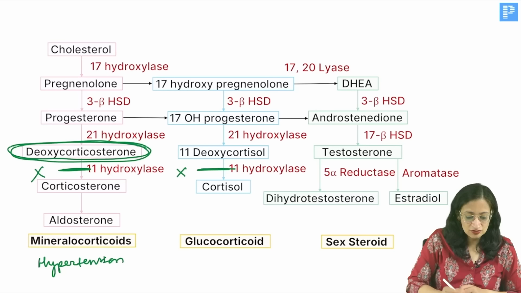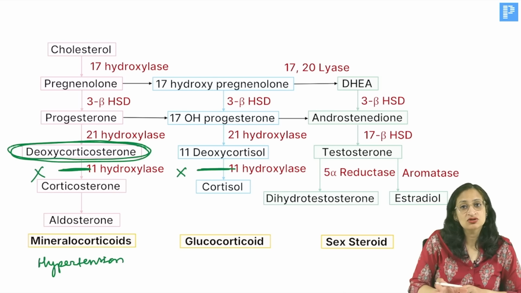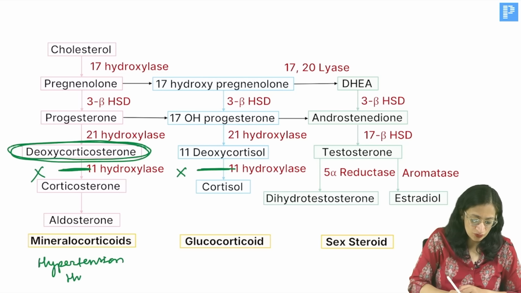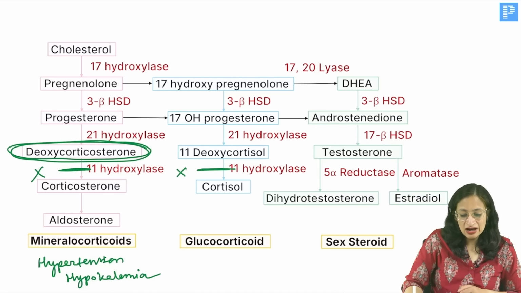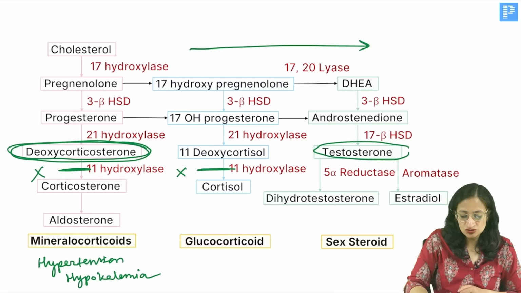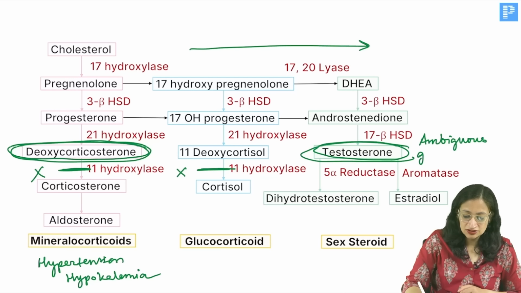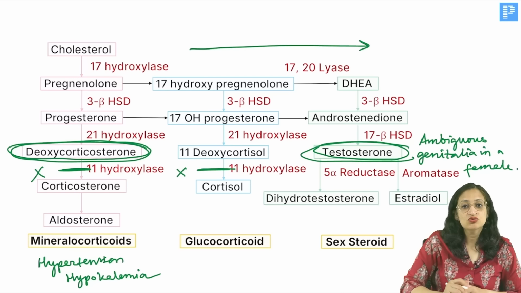Okay. So there will be no shock, no salt wasting. Excess of sodium and water will be absorbed, excess of potassium will be excreted. So there will be hypokalemia. Okay. And what will happen? Excess of sex steroids will still be produced. So excess of testosterone. So there will be ambiguous genitalia in a female. So this is what happens in 11 beta hydroxylase deficiency.